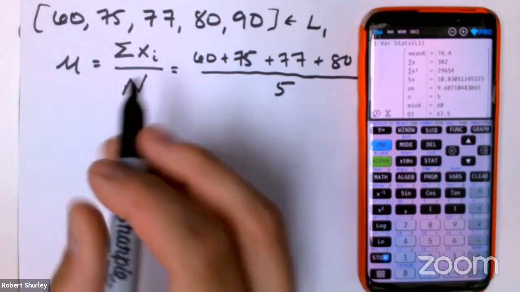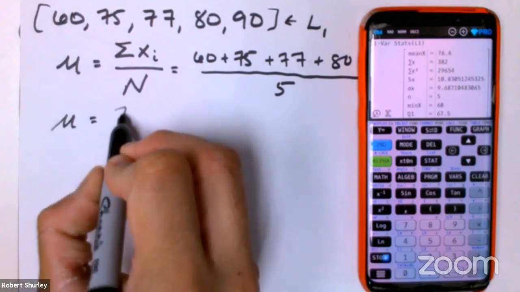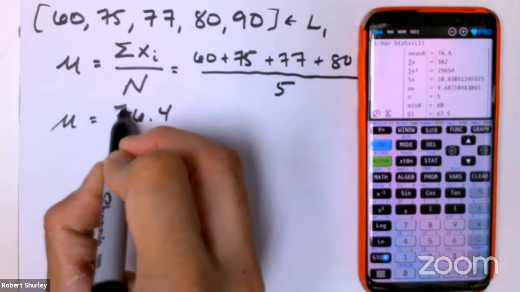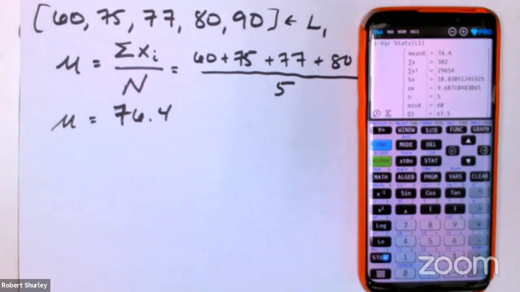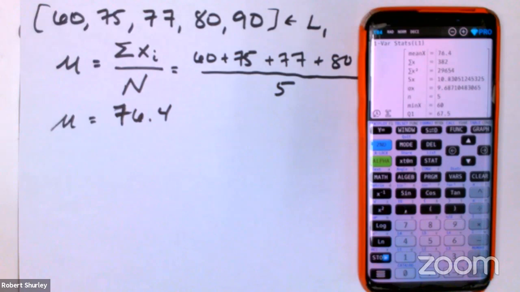But what's nice is it gives us the mean. So for us, since we did a population, we're going to say this is mu equals 76.4. Okay? Mu equals 76.4. Calc, enter, parenthesis.